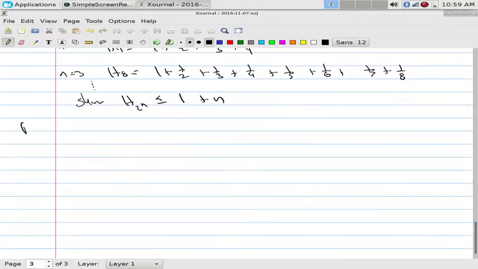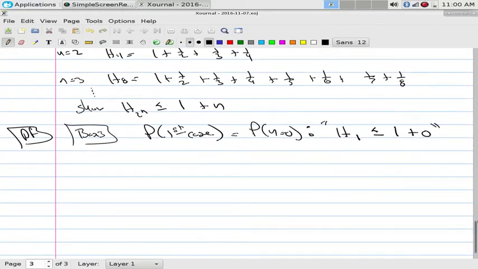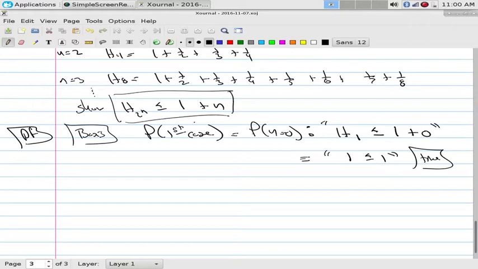We're going to use induction, so proof, and so basis. P of the first case. All right, let's look back at this. What is the first case that I showed you? n equals 0, right? So what I'm talking about, P of n equal to 0, what does that denote? That denotes that H1 needs to be less than or equal to 1 plus 0. What is H1? 1. And so that's just simply 1 less than or equal to 1. Is that true? Yes, that's true. So this formula is true at least for n equal to 0. So it's been knocked over.